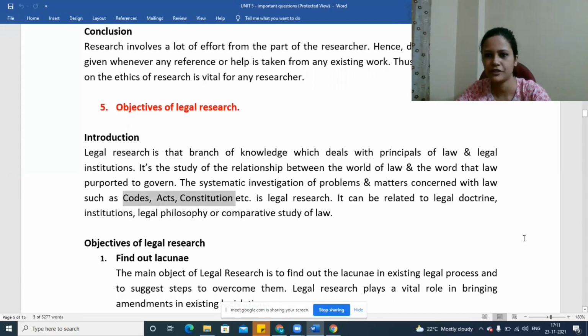So what is the difference between these three terms? What do you feel? Codes, acts, and statute.